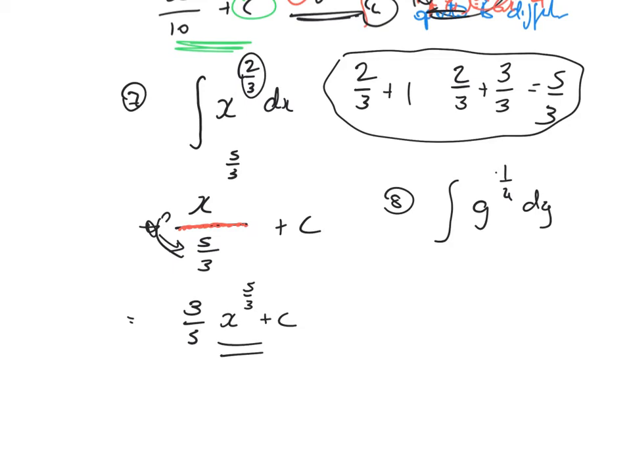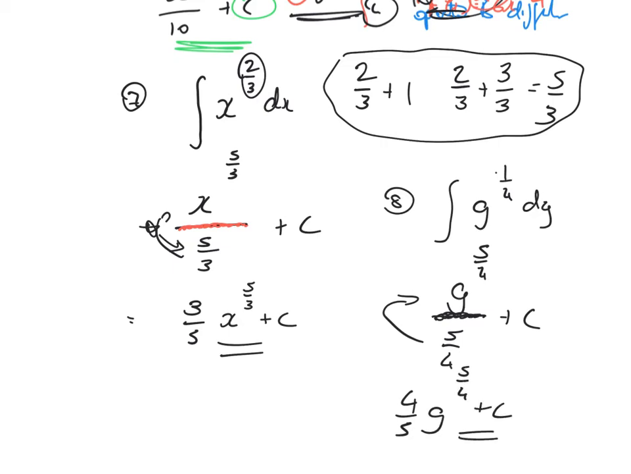I'm going to add on a pizza, that's 4/4. 1/4 plus 4/4 is 5/4, divided by my new power, plus the constant of integration. Okay, so I'm dividing by a fraction, so change the divide to a multiply, flip the fraction over, bring it up and multiply. 4/5 x to the 5 over 4 plus c, final answer.